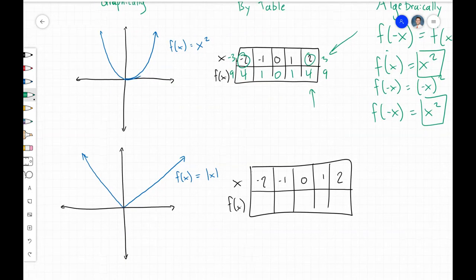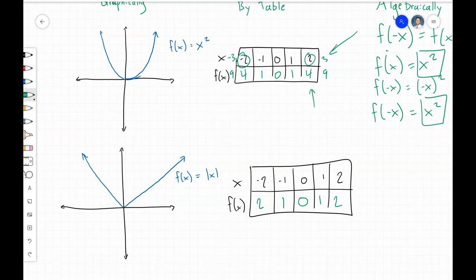So here we have f of x equals the absolute value of x. Again, if we look at our graph, we can see that axis of symmetry at x equals 0. So graphically, we know that this is an even function. If we look at the table, f of x equals the absolute value of x. Well, the absolute value of negative 2 is 2. The absolute value of negative 1 is 1. Absolute value of 0 is 0. Absolute value of 1 is 1. And the absolute value of 2 is 2.